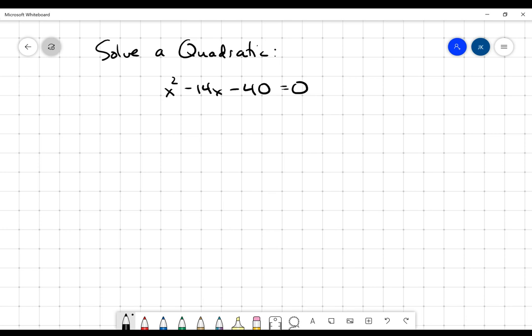Okay, hi everybody. I'm just going to do a quick example here of solving a quadratic. So let's say we've got x squared minus 14x minus 40. Now, the first thing I want to do here, now it's set equal to 0, is I want to factor it.